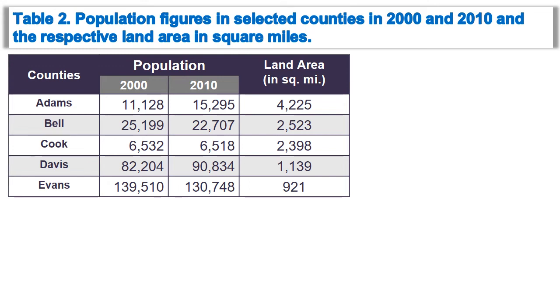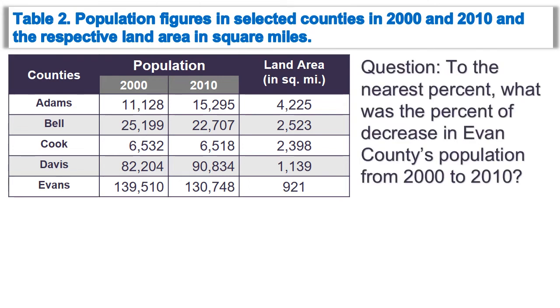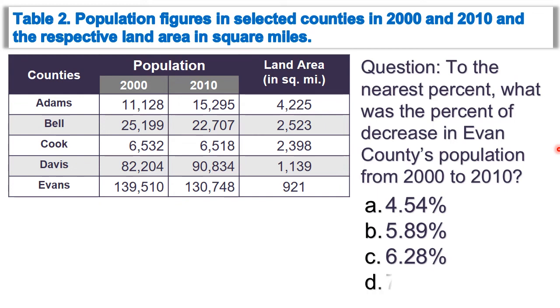Using the same table, our question is, to what nearest percent was the percent of decrease in Evans County's population from year 2000 to 2010? Okay, as we have discussed previously, Evans County had decreased from 139,510 to 130,748. So the options are A, 4.54%, B, 5.89%, C, 6.28%, and D, 7.04%.